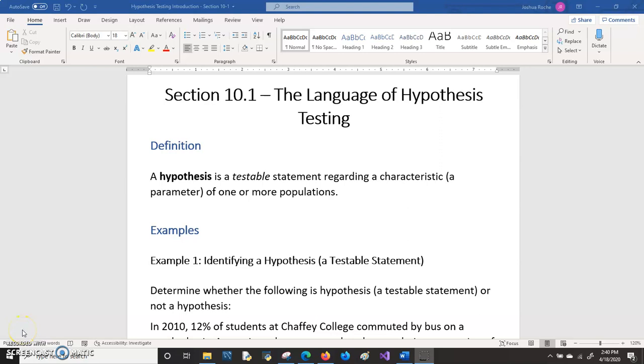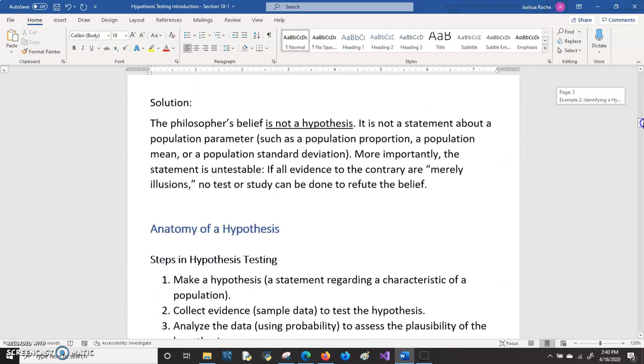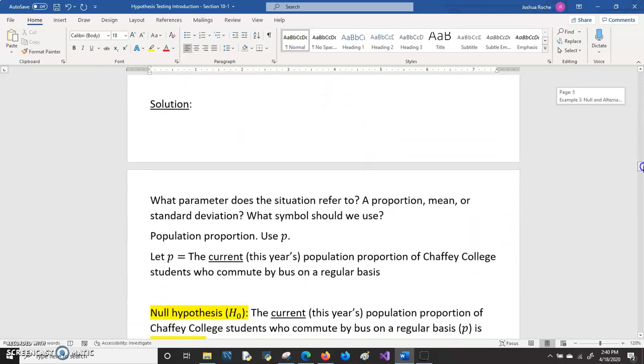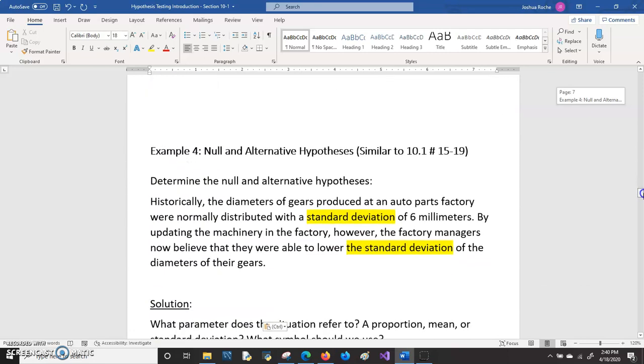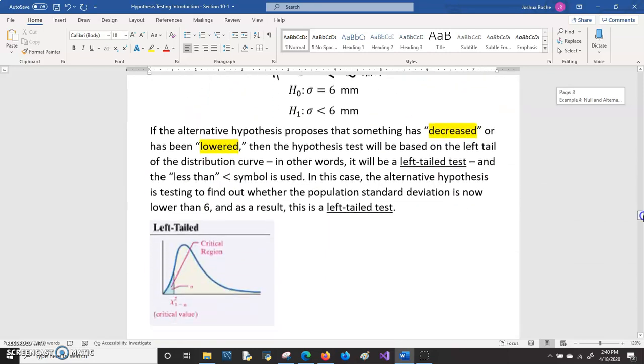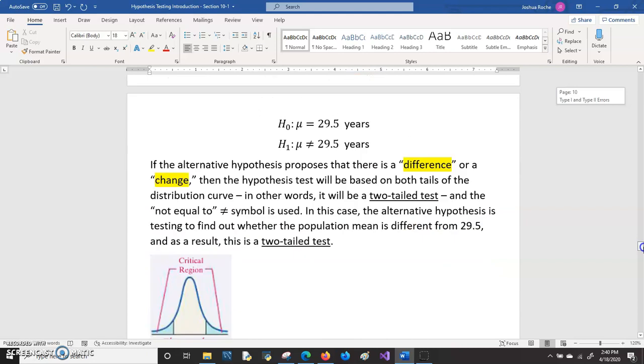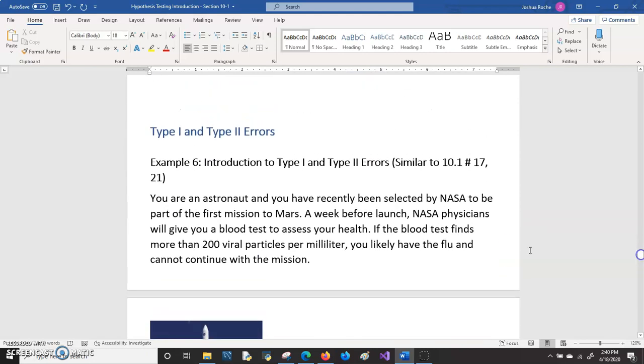In the last two videos, we looked at the language of hypothesis testing, and in particular looked at examples of how to state the null and alternative hypotheses. We'll look at one other idea, which is the possibility that you could get two kinds of errors called type 1 errors and type 2 errors.